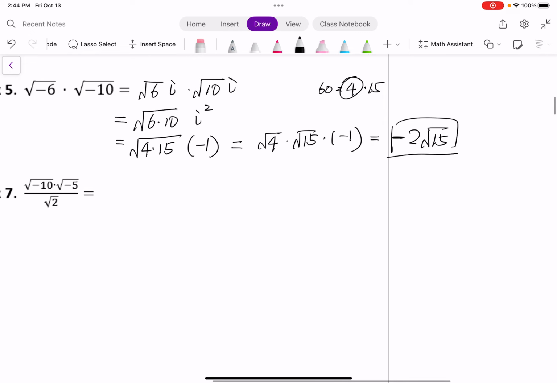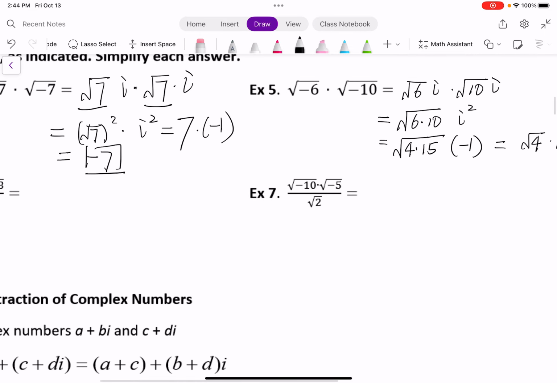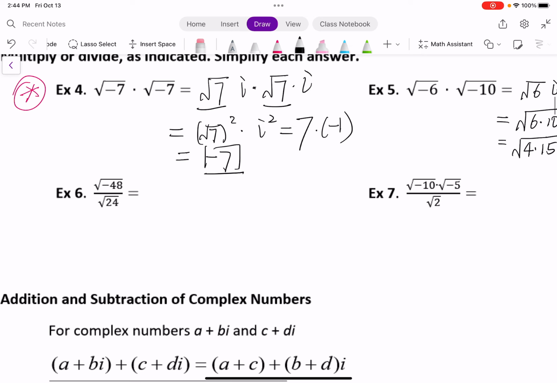All right, let's see the next example. We have only one square root of -48, one imaginary number, or the complex number on the top. So let's see. First, I will convert the square root of -48 into the square root of 48 times I, all divided by 24.